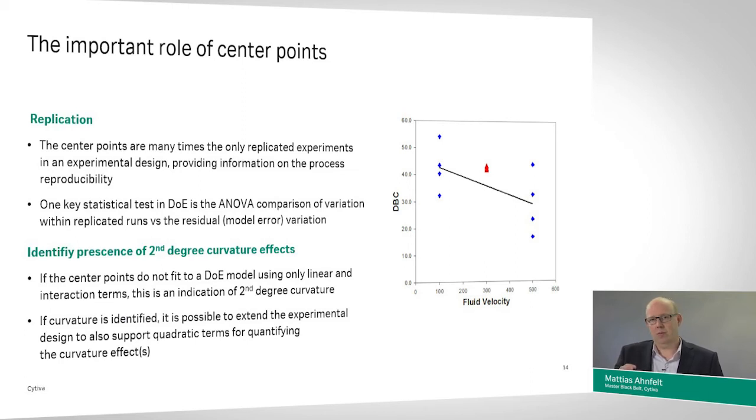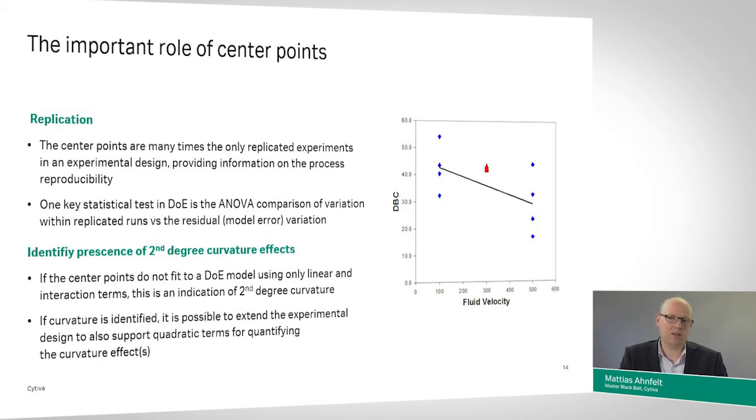And this is highly useful as a comparison to the model prediction error. You remember the error term we talked about? So one of the key statistical tests in DoE evaluation that we'll talk about in the next part of this presentation is comparing the replication variation to the residual variation. So that gives us information on whether or not our error term is in agreement with the process replication variation.